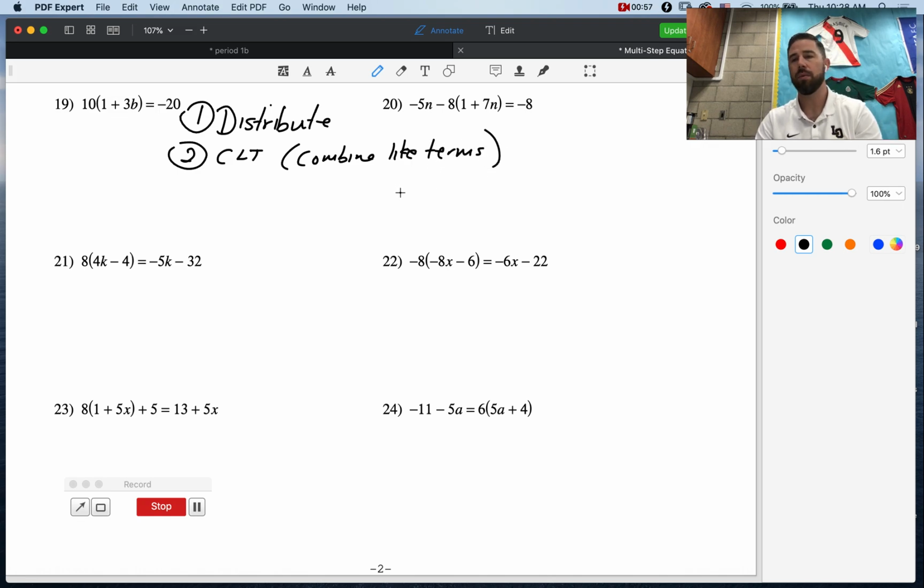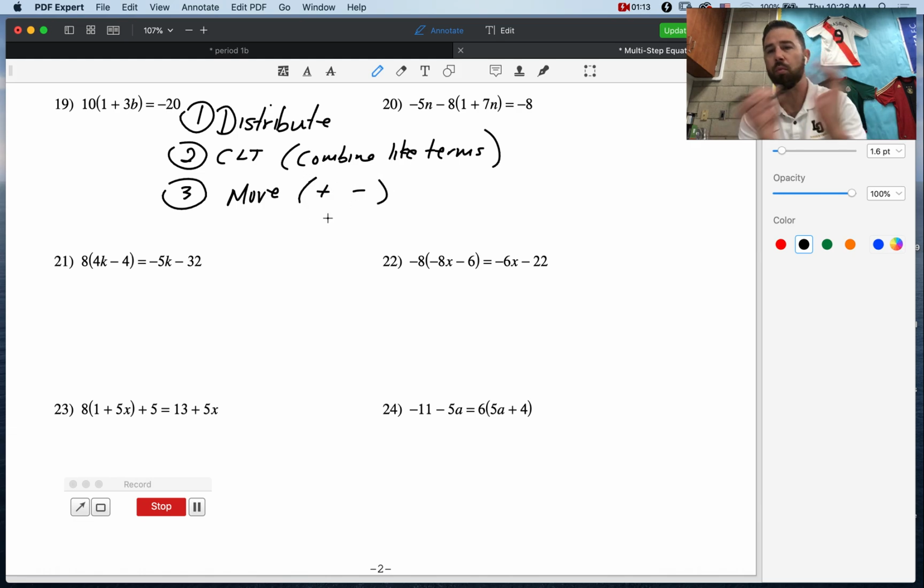But that's where we got to go. And hopefully you're taking notes right now. Now, three, remember I put move, and what that means is we're moving stuff. And technically when you move things, you're going to add or you're going to subtract. That's how you move things from one side to another or eliminate them.